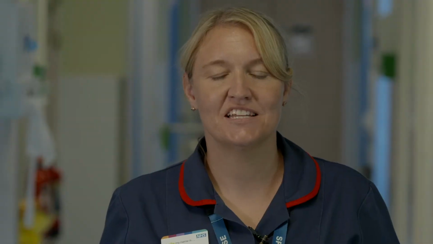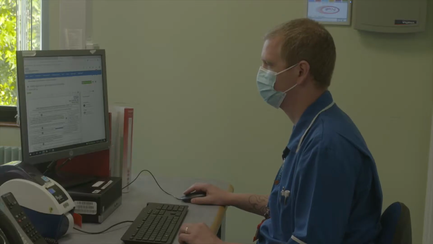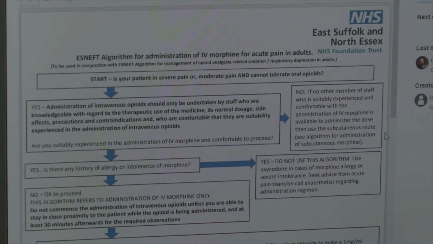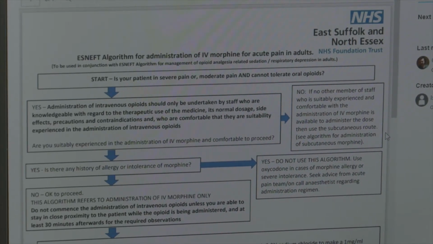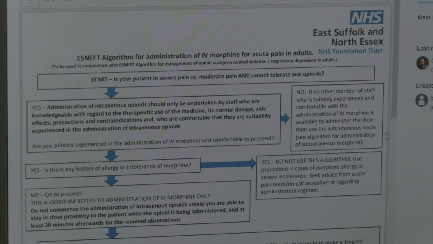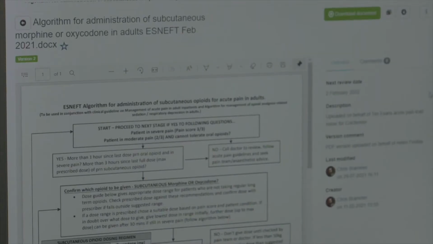If a patient is experiencing acute pain that is limiting their breathing, it's really important that they are administered either IV or subcutaneous opioids. Only give IV morphine if you feel comfortable and competent to do so. You can use the IV morphine administration algorithm to help you remember how to prescribe and how to administer IV morphine safely. Any nurse can administer subcutaneous opioids, and you can use the algorithm to support you in doing this.